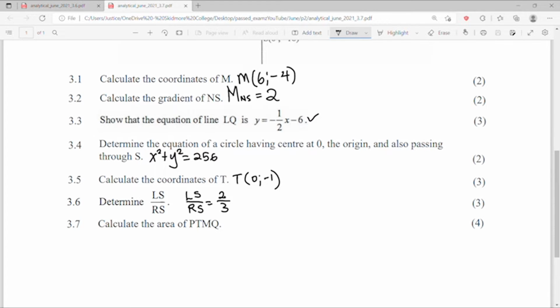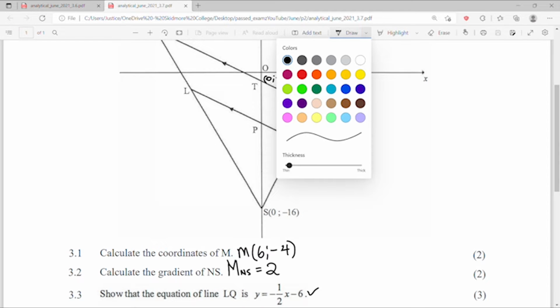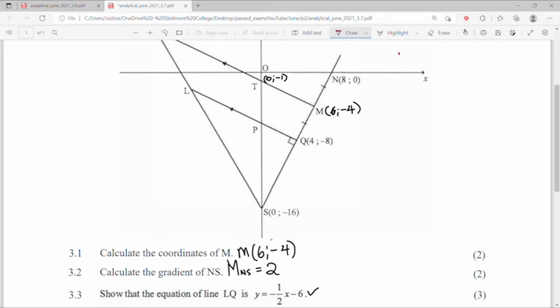So first of all, you are going to go and check what PTMQ is. PTMQ is this shape right here. So it is a trapezium, and it's okay if you don't remember that it's a trapezium, because there are usually a lot of ways to solve questions like this, area questions and analytical geometry.